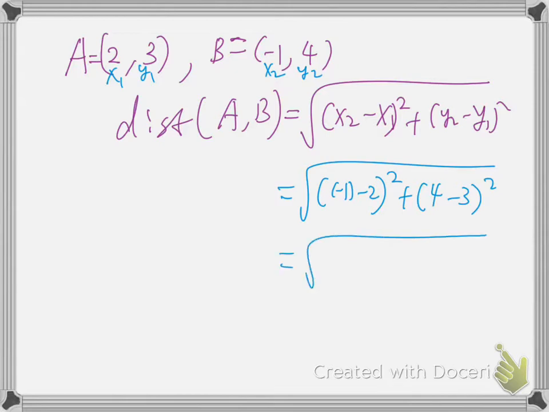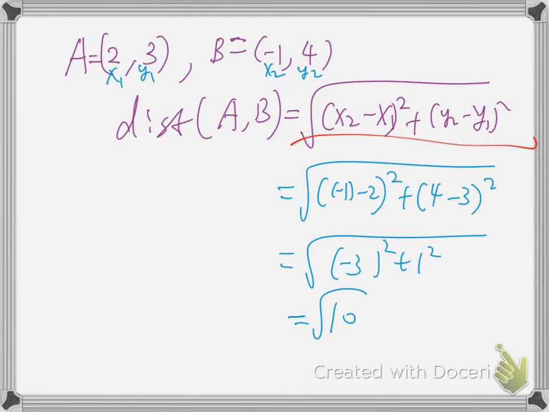So we got -3 squared plus 1 squared. So this is radical 10. So let me repeat a little bit. First, you write down the formula. It's the square root of (x2 minus x1) squared plus (y2 minus y1) squared. So the difference of x squared plus the difference of y squared, and then you take the square root.